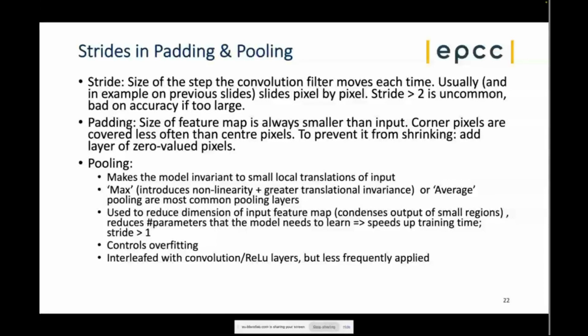People can change the padding. So I think we've talked about that. And pooling makes the model invariant to small local translations of input. So we get different kinds. We get the max that we just saw an example of, which introduces some non-linearity and greater translational invariance. But you also see average pooling as well.